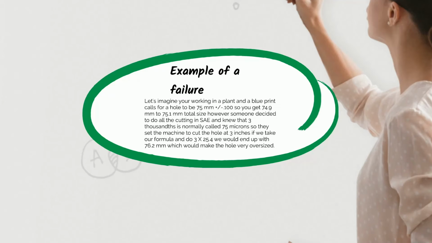However, someone decided to do all the cutting in SAE and knew that 3 thousandths is normally called 75 microns, so they set the machine to cut the hole at 3 inches. This is a common thinking pattern that happens. So if we take our formula and do 3 times 25.4, we would end up with 76.2 millimeters, which would make the hole very oversized and thus does not meet blueprint requirements.